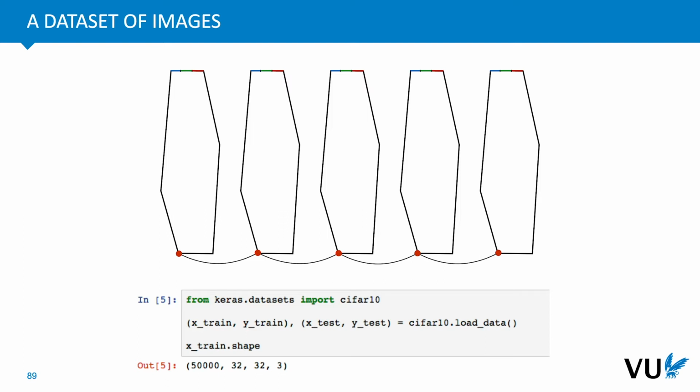And here's a little code sample from Keras. If you load the famous CIFAR10 dataset in Keras and you print its shape, then you can see that it is actually represented as a 4-tensor of images, where the first dimension indexes the instances, the second and third dimensions index the width and the height, and the last dimension indexes the colors.